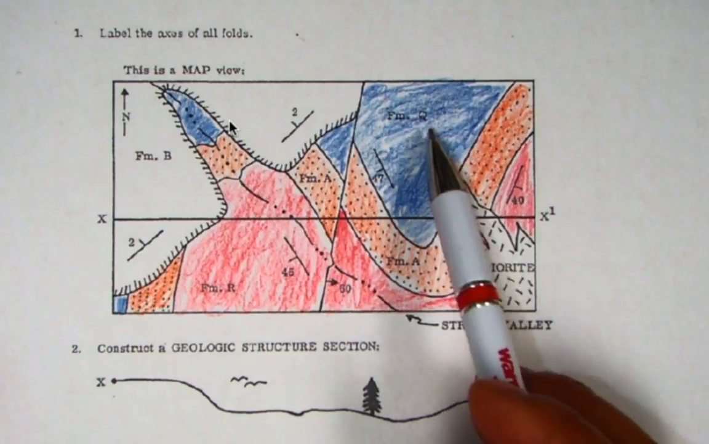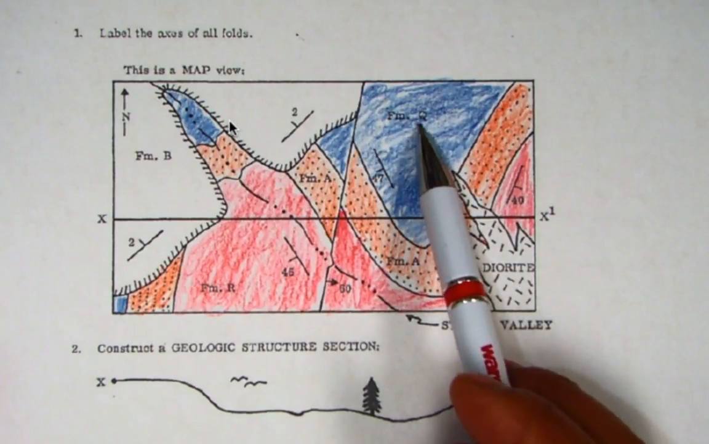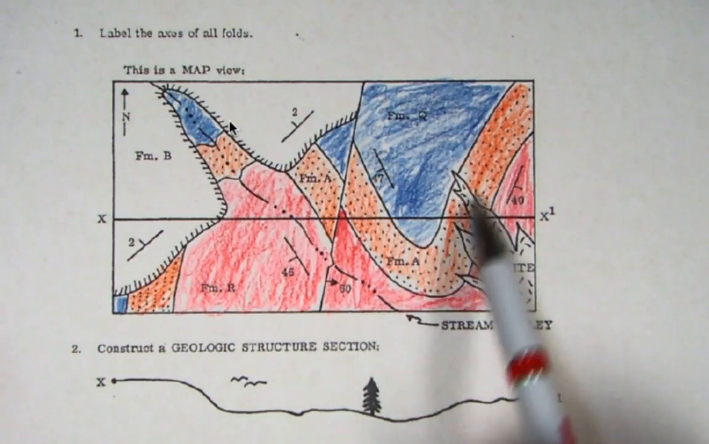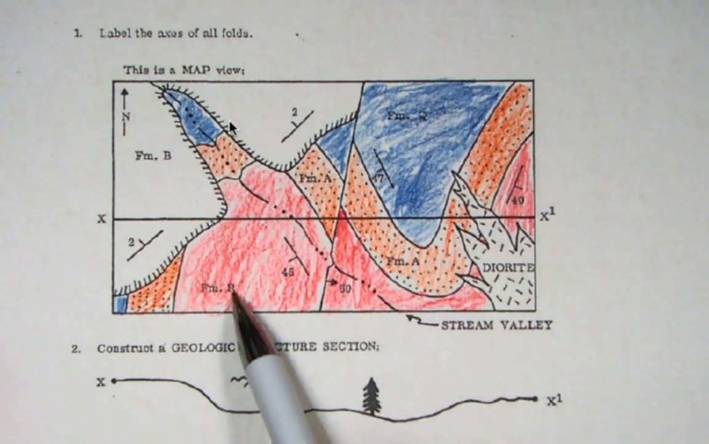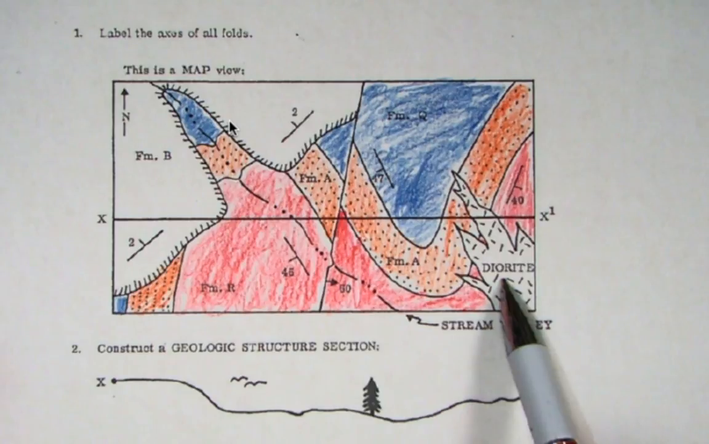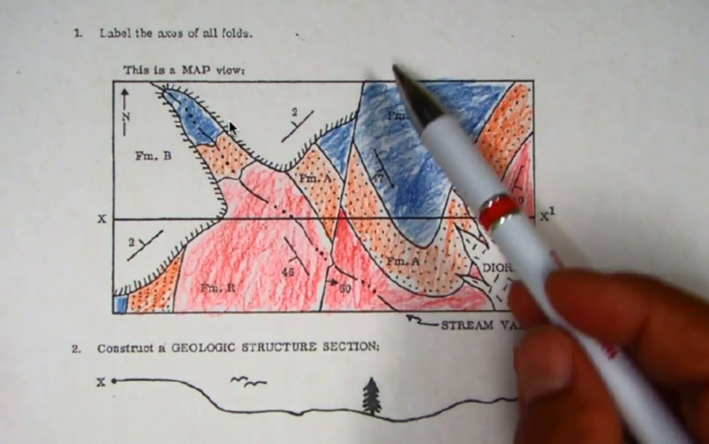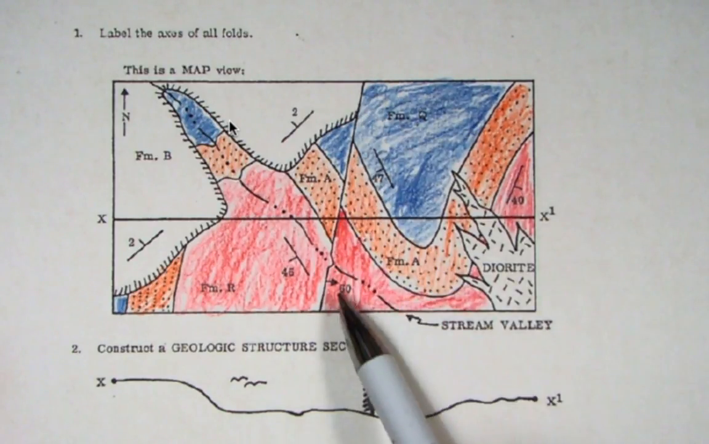And then I got a formation Q up here that I colored in blue, a formation A, which is this sandstone unit here, and I got a formation R here in red, and then I got the intrusive diorite over here, and I have my fault. There's a fault here, and you can see it's dipping off toward the east at about 60 degrees.